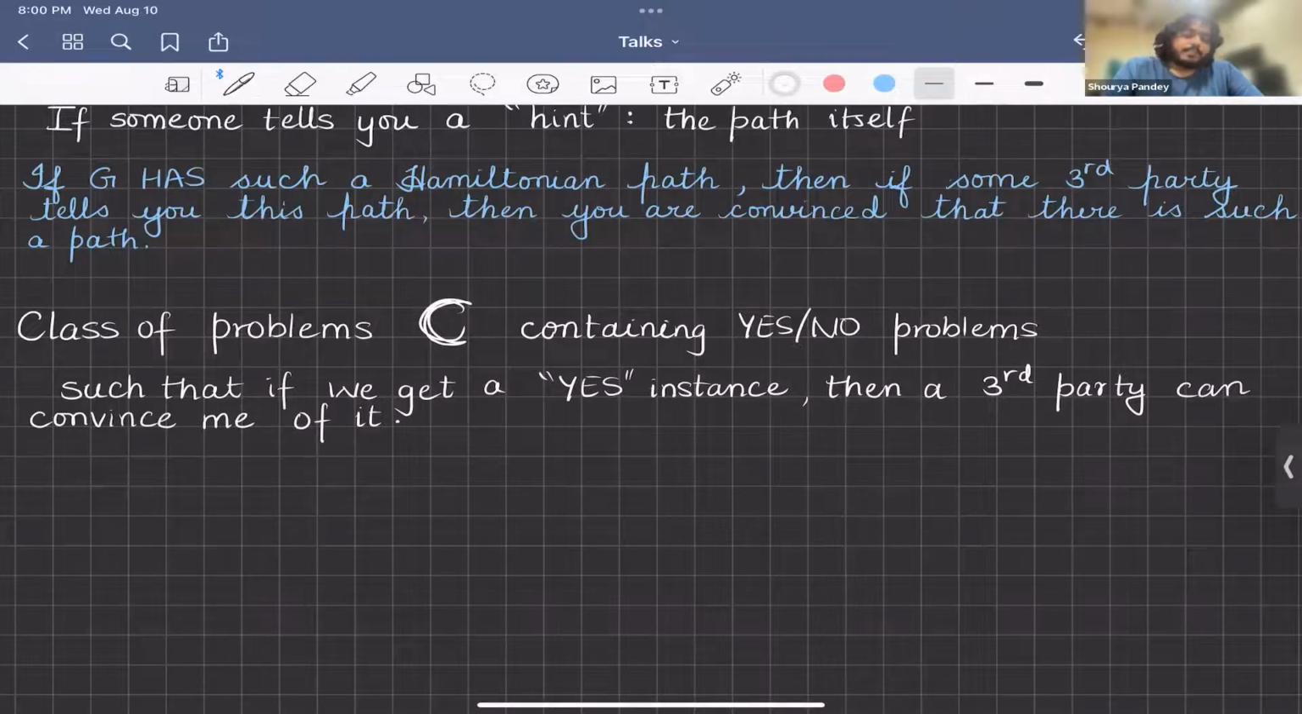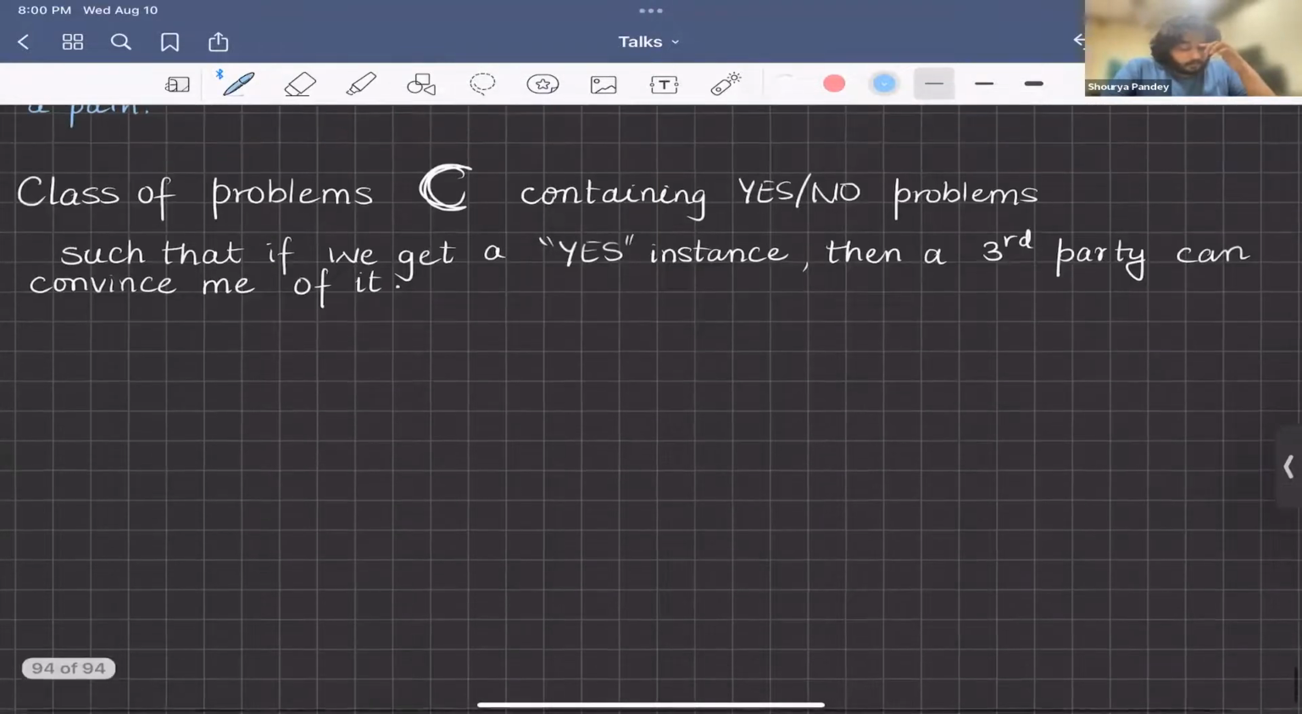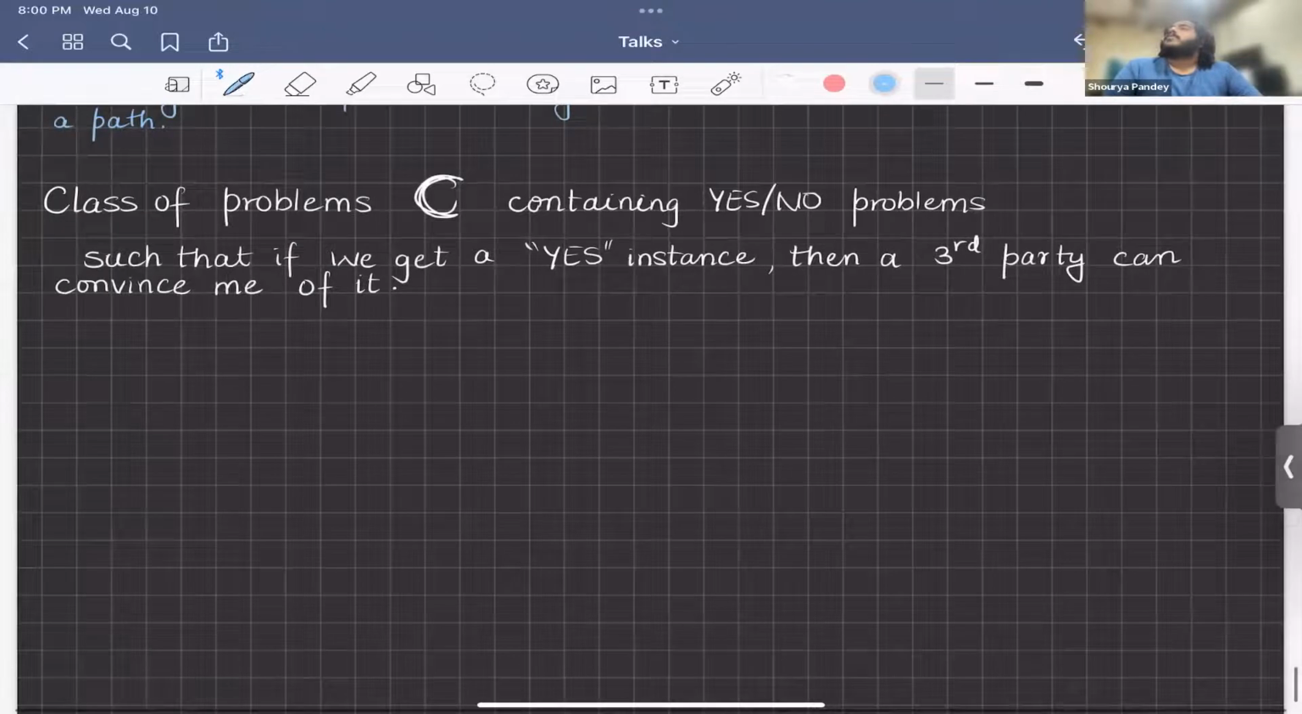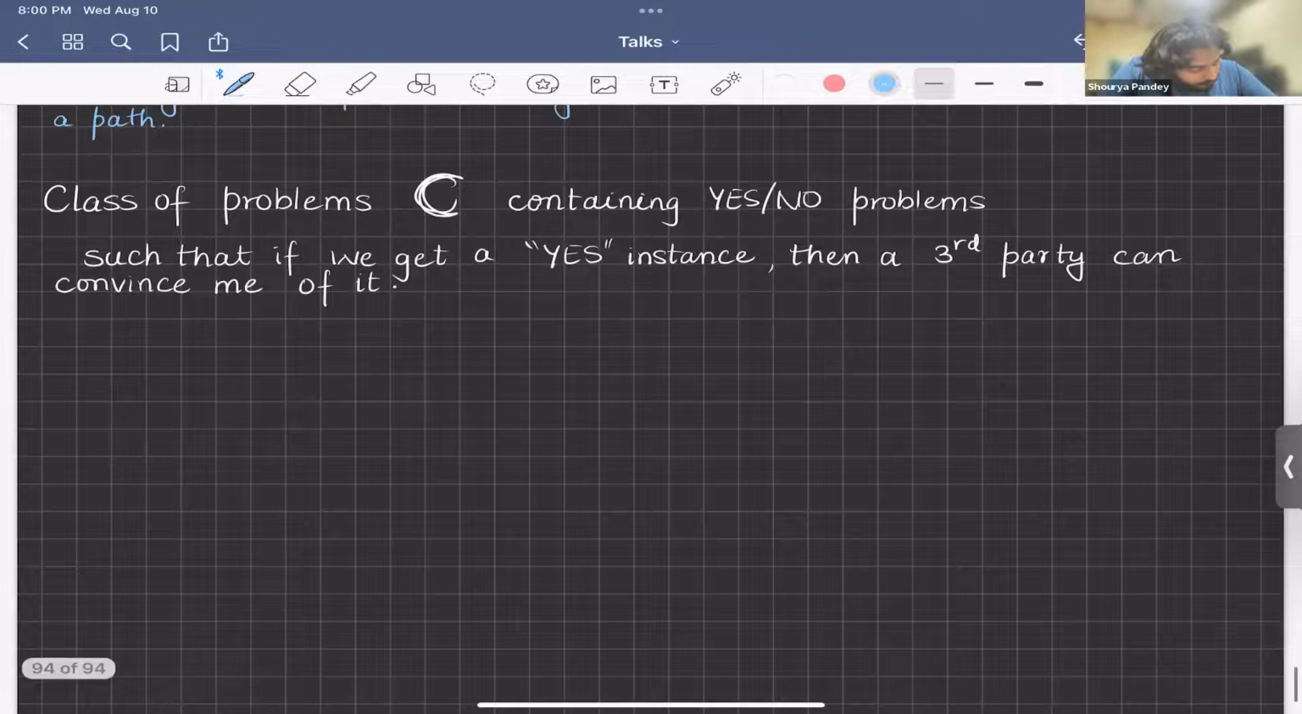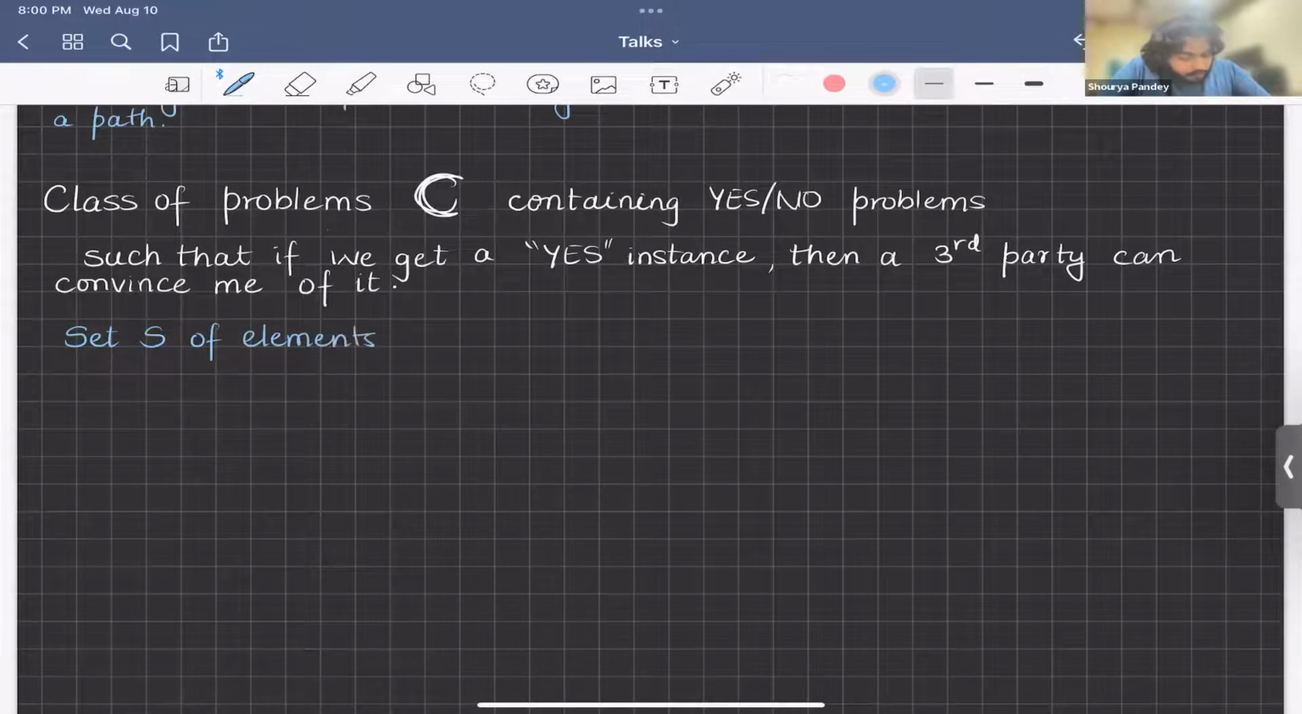That is, my task of actually proving that this is yes is made much easier by this third party. So let me give you one more example. Here's another example. I have, just thinking of something not too complicated, a set S of numbers, that is.